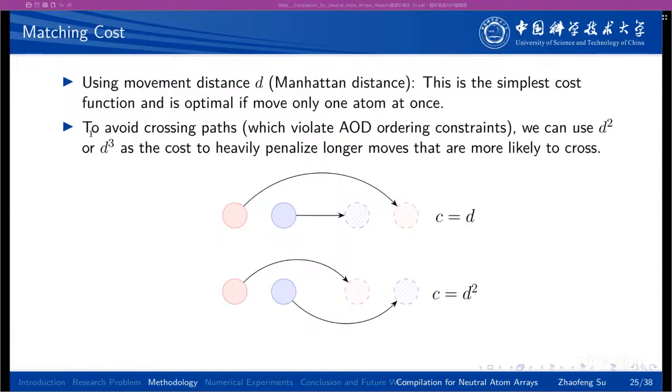For the matching, to solve this problem, we usually consider the Manhattan distance d as the moving cost, but this will result in a problem. It will result in path crossing. Path crossing means there are probabilities that two atoms may have collisions. So to avoid the crossing path, we use d squared or d to the power 3 as a cost. This will avoid the atom collision.